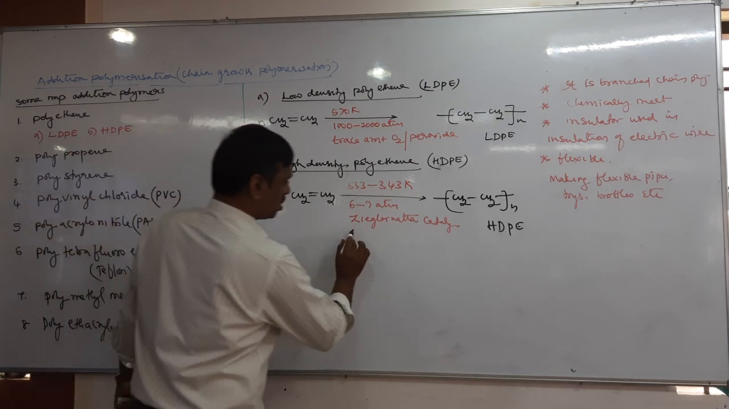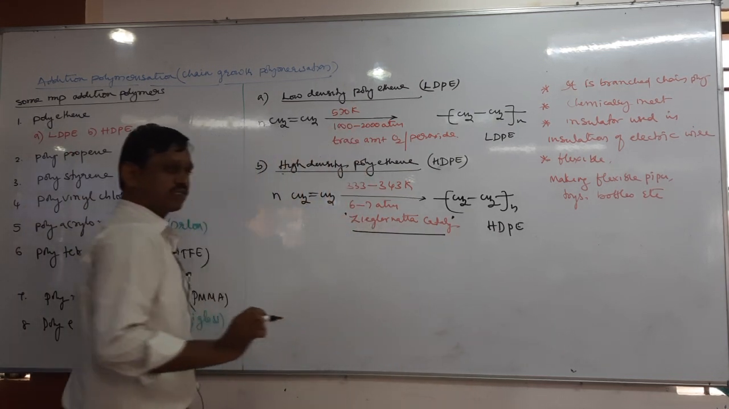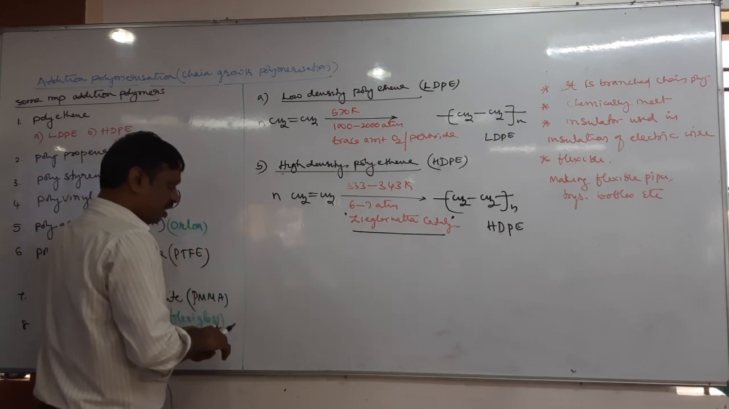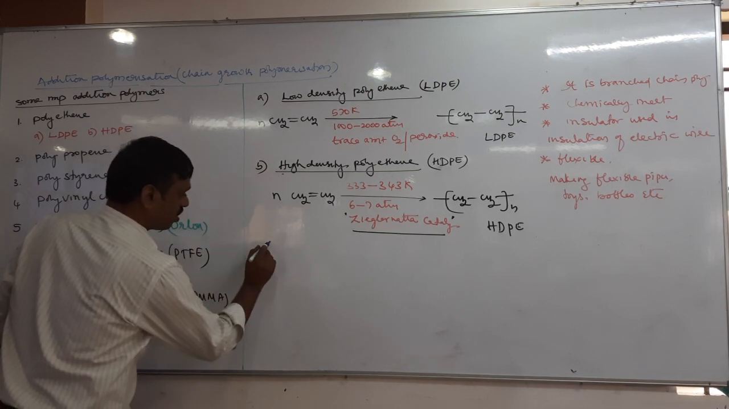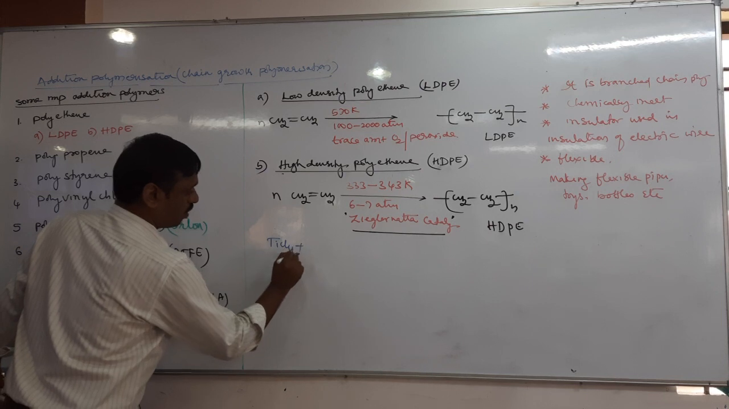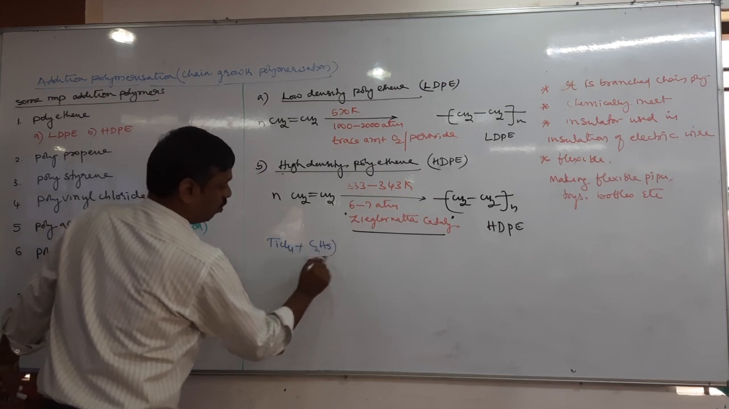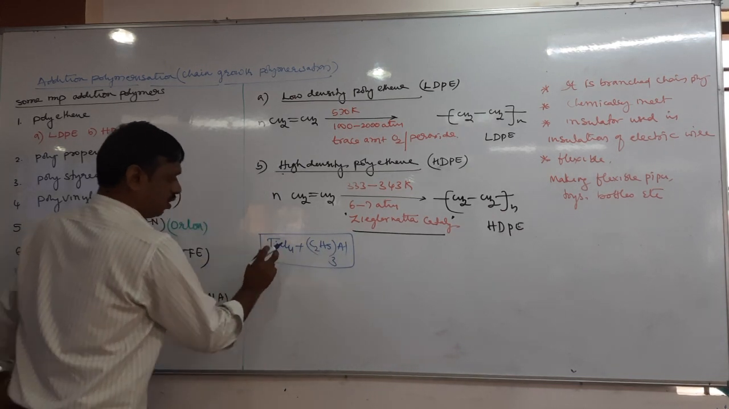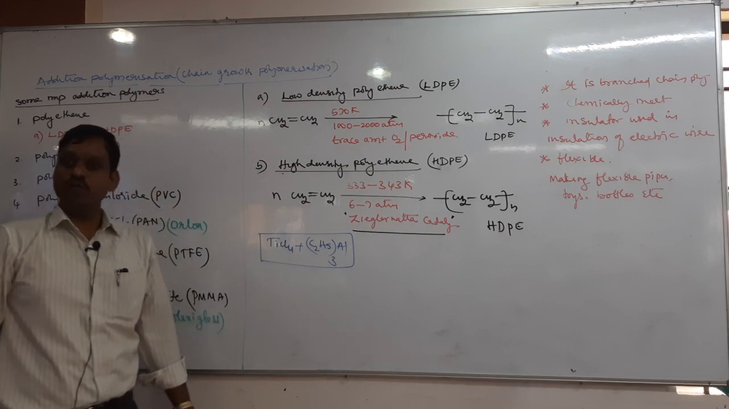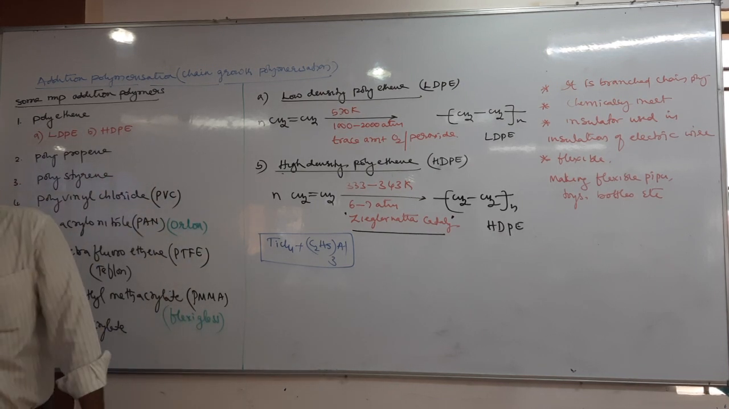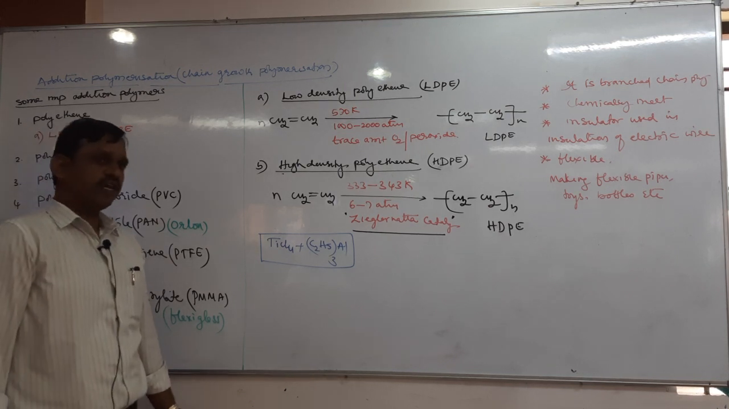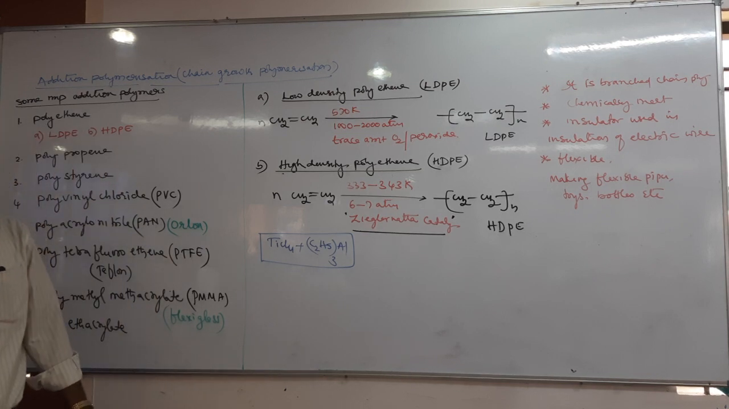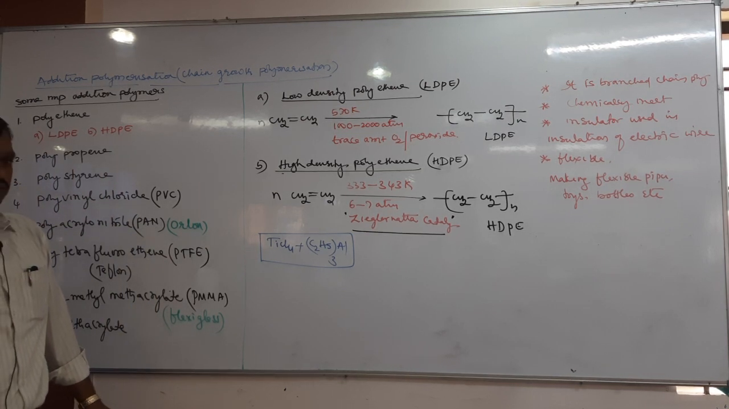Now here, what is the Ziegler-Natta catalyst? This question was previously asked: which of the following is a Ziegler-Natta catalyst? The Ziegler-Natta catalyst is a mixture of titanium tetrachloride plus triethyl aluminum. This is used in the polymerization, particularly in preparation of HDPE, high density polyethene. Yes or no?